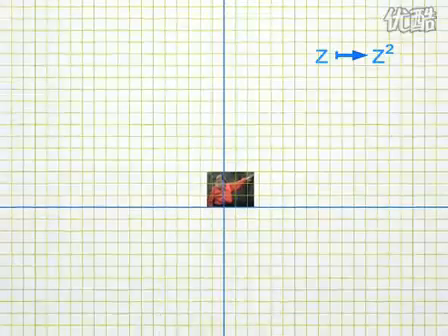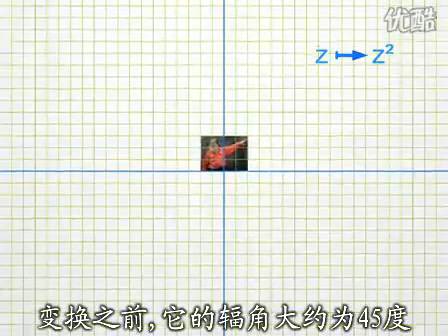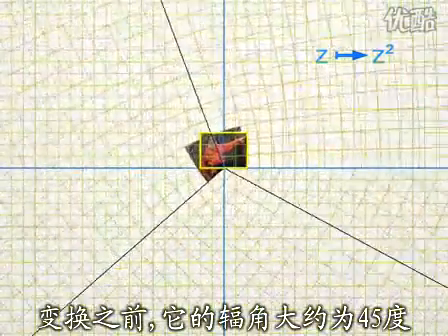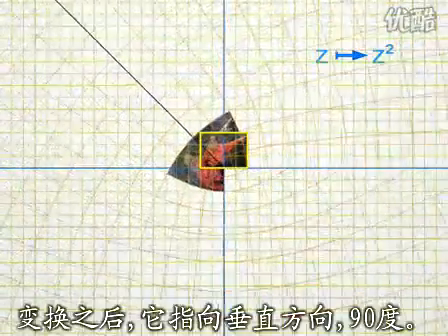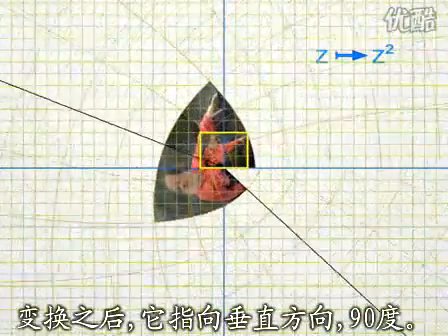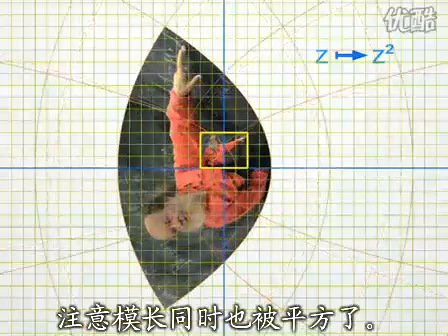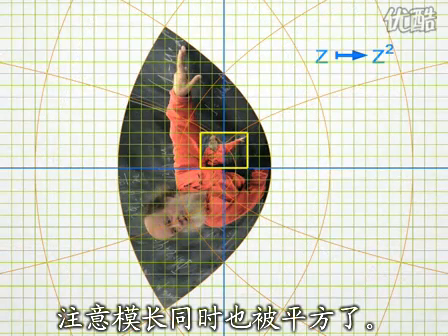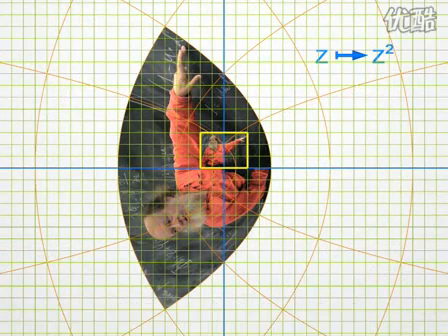For instance, look at my index finger. Before the transformation, its argument is about 45 degrees. And after the transformation, it points upward at 90 degrees. But you can also observe that moduli are squared.